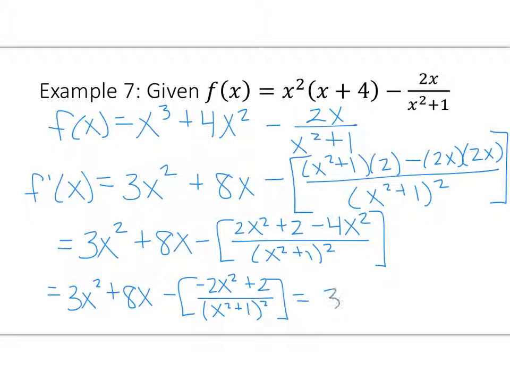So now I have 3x squared plus 8x. When I distribute my negative, I'm going to have plus 2x squared minus 2 over x squared plus 1 squared. I could get common denominators and put it all together. We're going to stop there.